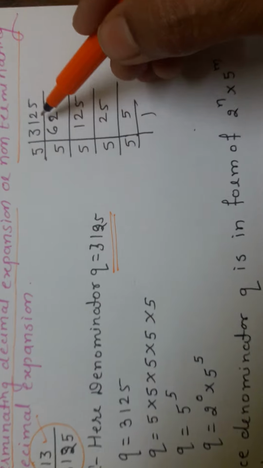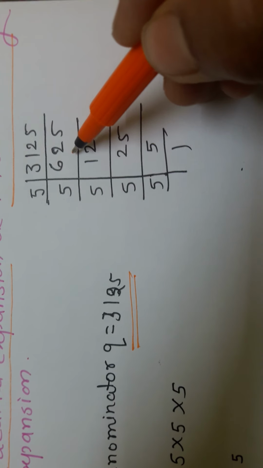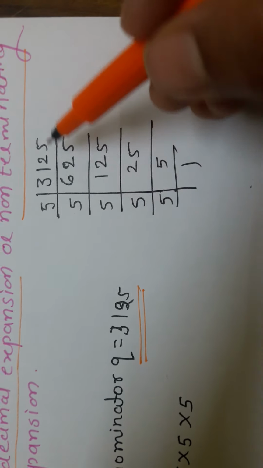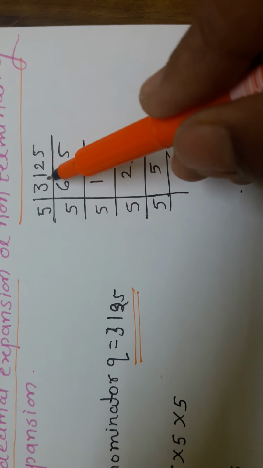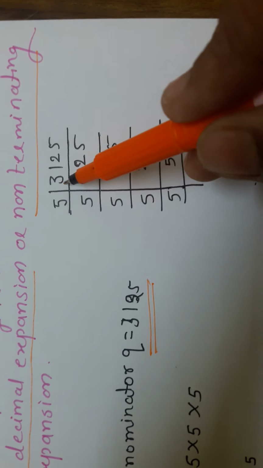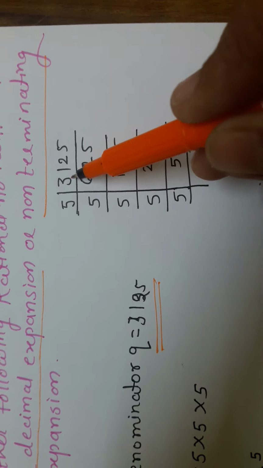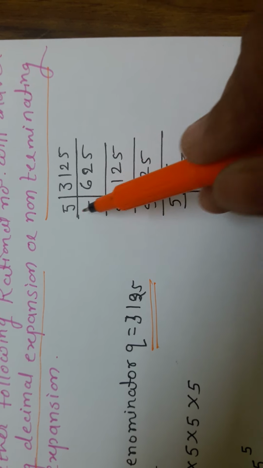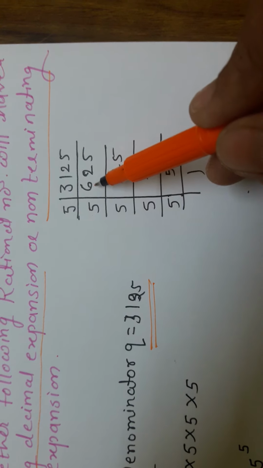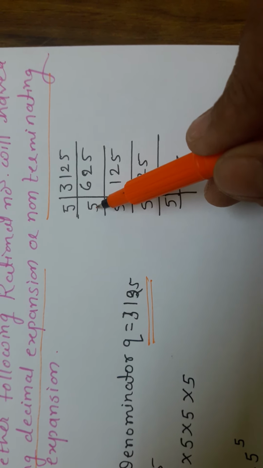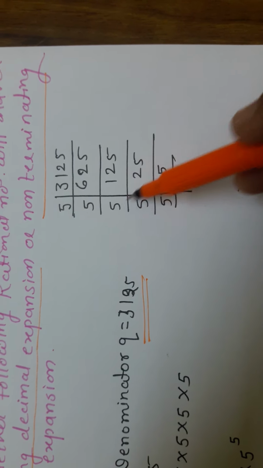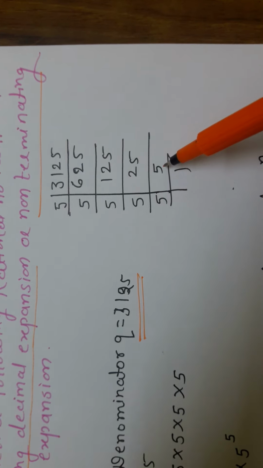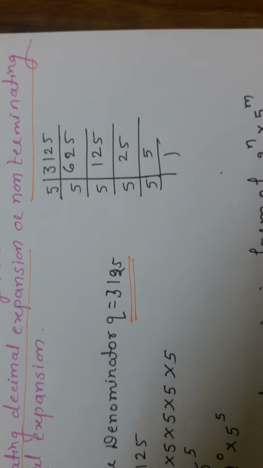3125, we will find the factors by the prime factorization method because it is a 4-digit number. It is not divisible by 2 because it is not even. It is not divisible by 3 because the sum of its digits is not divisible by 3. That's why 5. If we divide by 5, we get 625, again divide by 5 we get 125, again 5, 25, again 5, 5, and 5 is a 1.